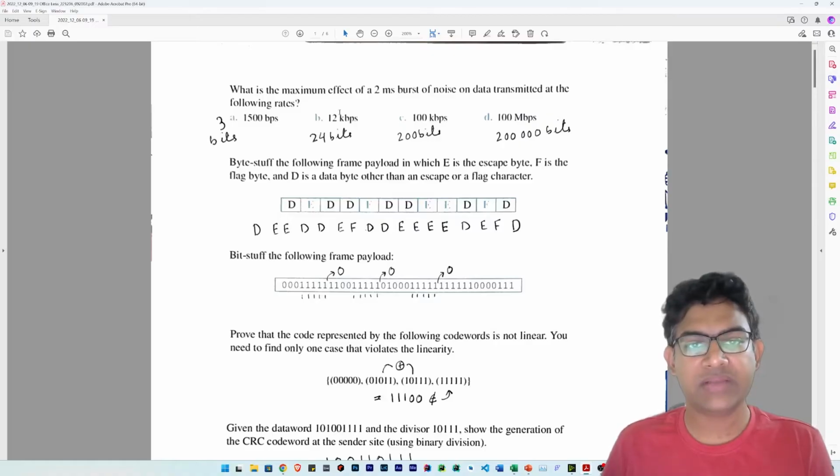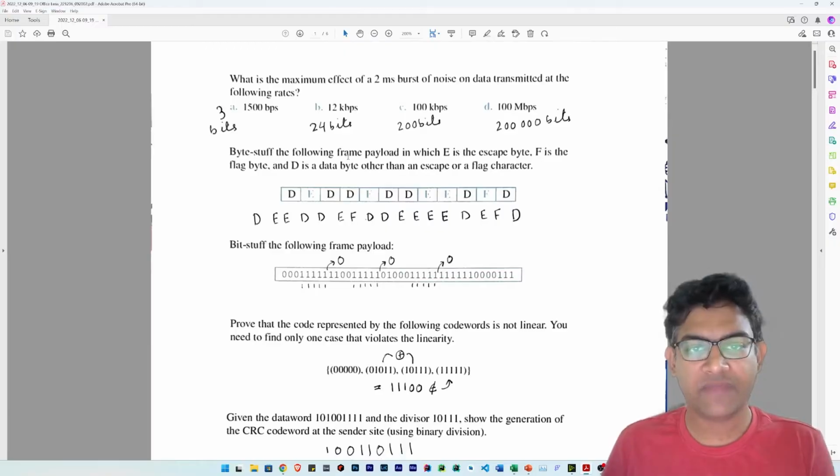But if you increase the data rate to 12 kbps, the k here is kilo, which cancels out with the milli, right? And you get 24 bits. So now more data is potentially corrupted. And when the data rate increases to 100 kbps, 100 mbps, more and more bits of data get corrupted for the same amount of noise, for the same duration of noise.